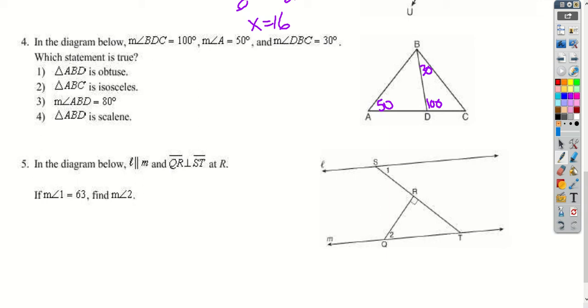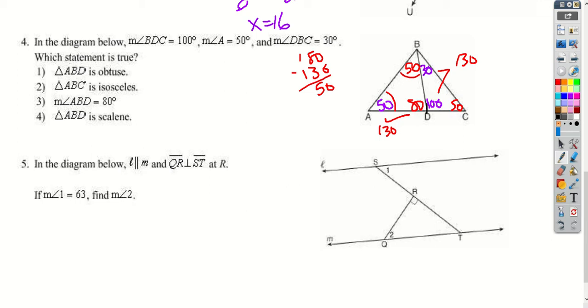So if this is 100, the angle next door to this is 80. Okay. And then we can do 80 plus 50 is 130. And 180 minus 130 is 50. So this angle is also 50, which makes these two angles congruent. If this is 130, that's 130, which makes this 50.